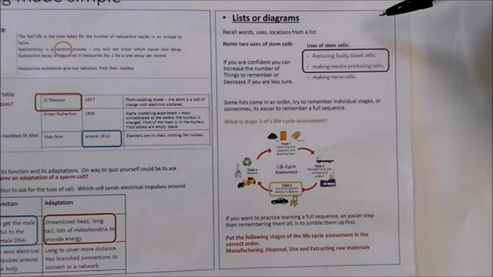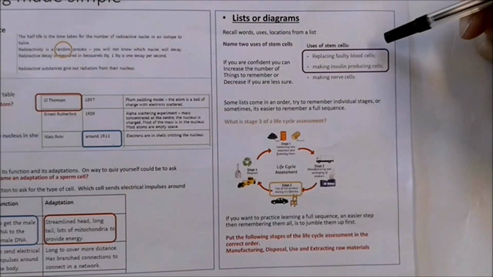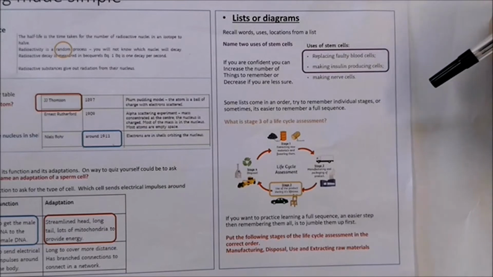On the right hand side of this mat, we look at different lists or diagrams. For instance, here we have got 3 uses of stem cells. A very simple way to self-quiz about uses of stem cells is to ask for 1, 2 or 3 different uses of stem cells, depending on how confident you are on the topic.